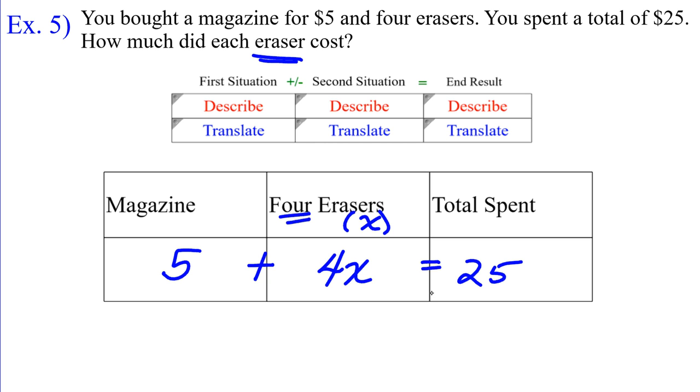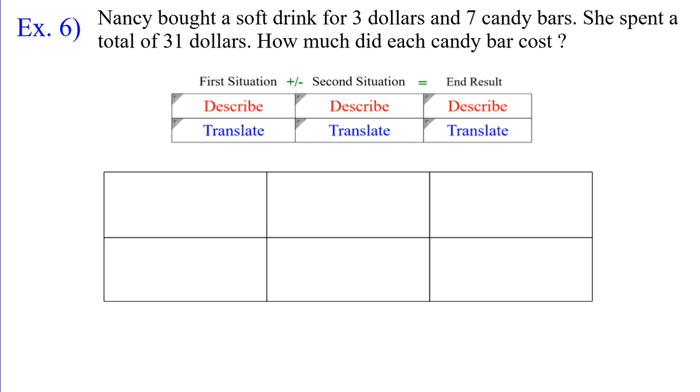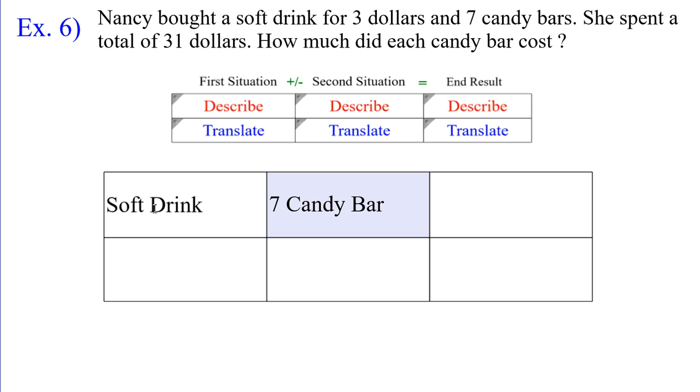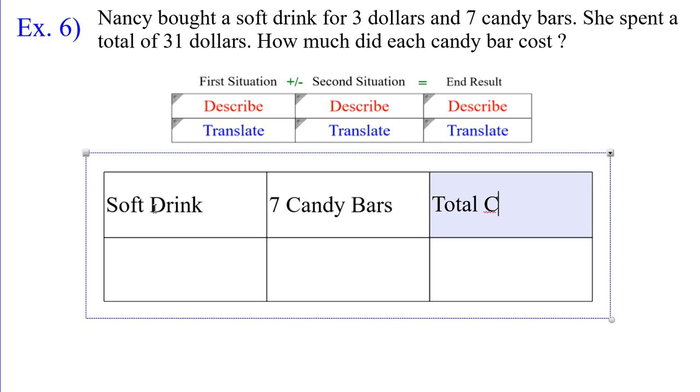As you can see, this box method really helps us to put the numbers in the right place and see what's going on. We're going to do one more. It says, Nancy bought a soft drink for $3 and 7 candy bars. She spent a total of $31. How much did each candy bar cost? So we're going to say she got a soft drink, right? The first situation. The second situation, she bought 7 candy bars. And then she has a total cost at the end.